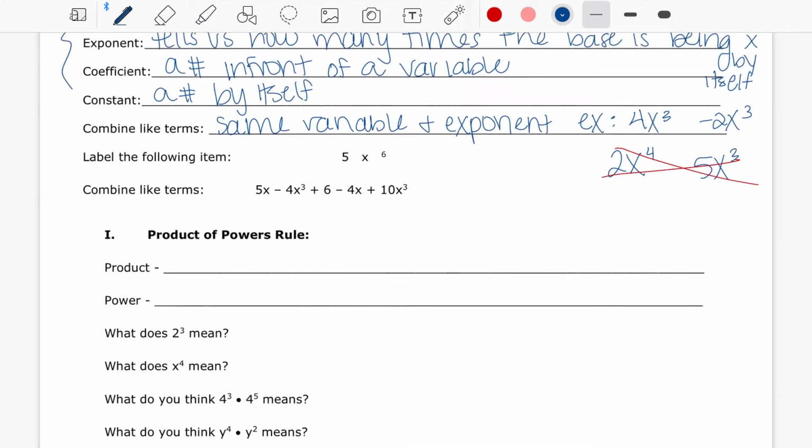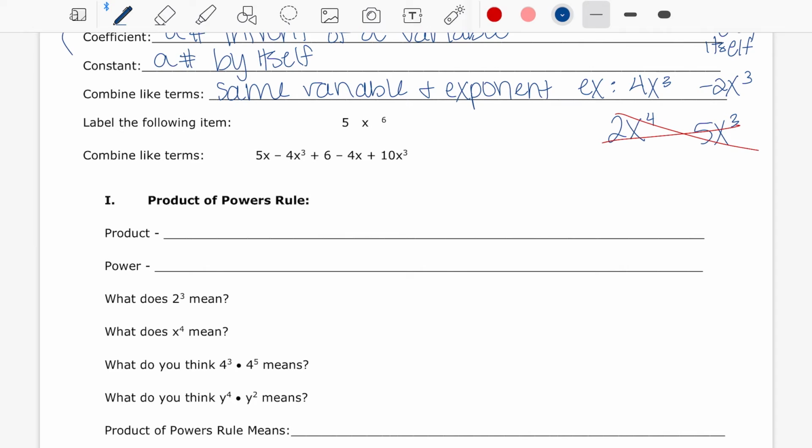When we go to label this next part where it's 5x to the 6th, the 6th is our exponent. And because that 5 is not included in the parentheses, x is my only base. The 5, which is the number in front of the variable, would be what's called our coefficient.